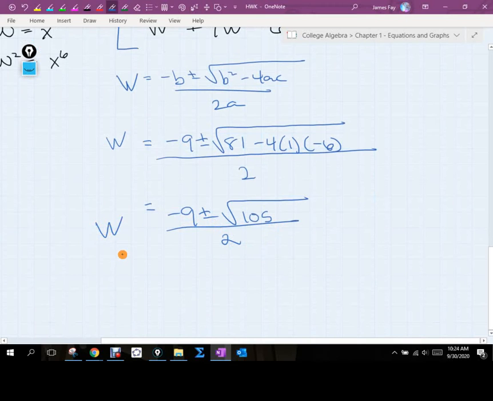Is everybody okay with that? But what did we allow w to be? What was it really equal to? x cubed. So I'm going to back substitute and now make this x cubed. Okay, so how do I solve for x cubed then?